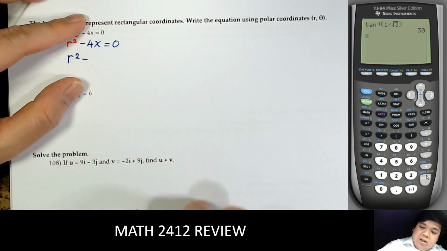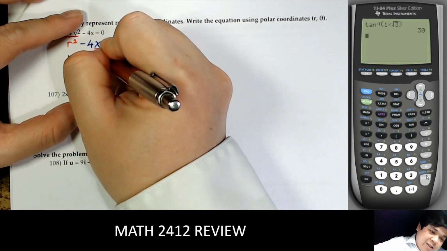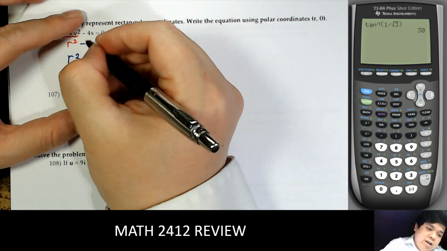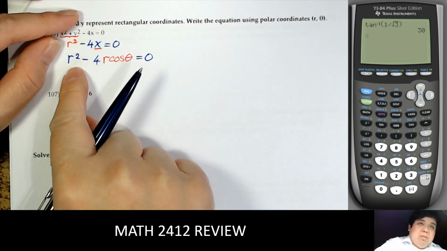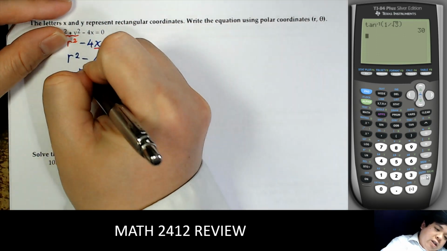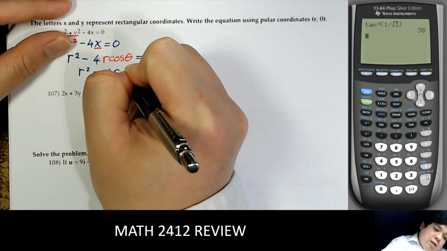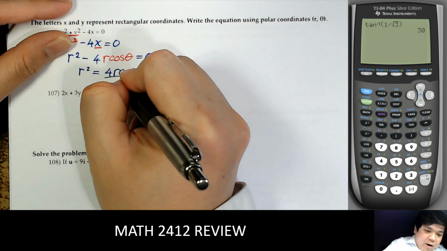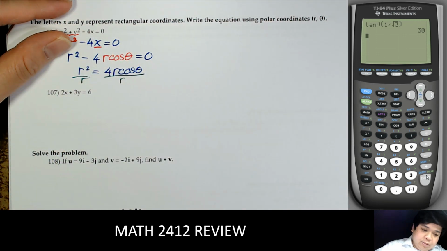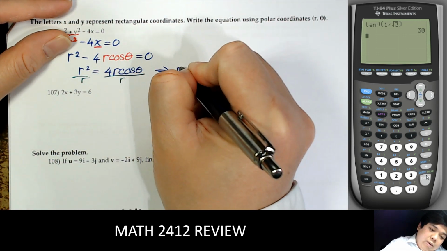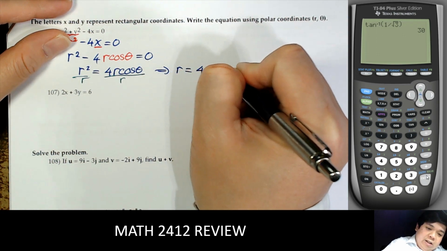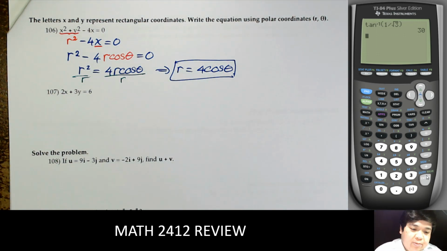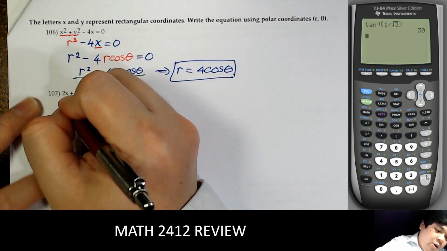And also x is r cosine theta. So we have r squared minus 4r cosine theta equal to 0. Move the 4r cosine theta to the other side: r squared equals 4r cosine theta. If we divide by r on both sides, we have r equal to 4 cosine theta. So that's one done. Next, also relatively easy.